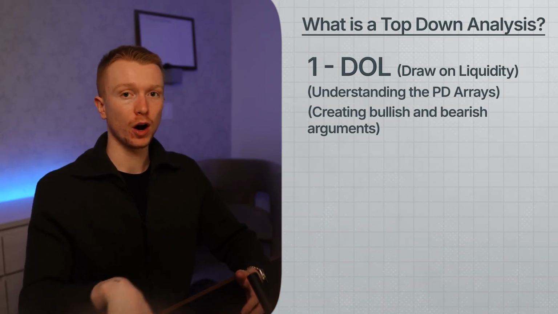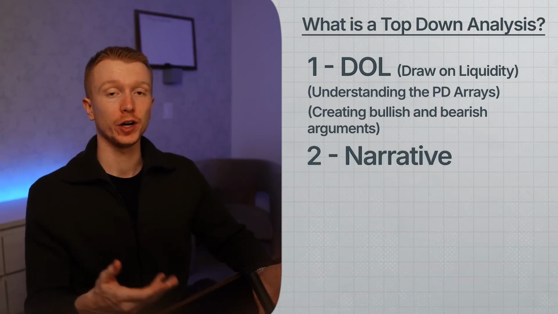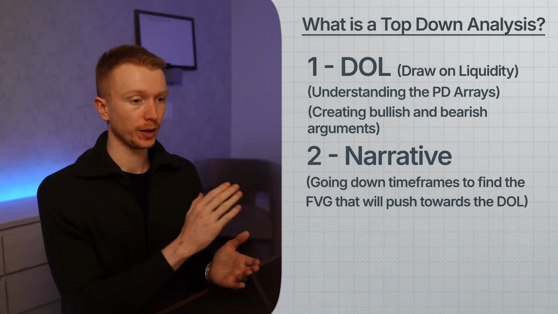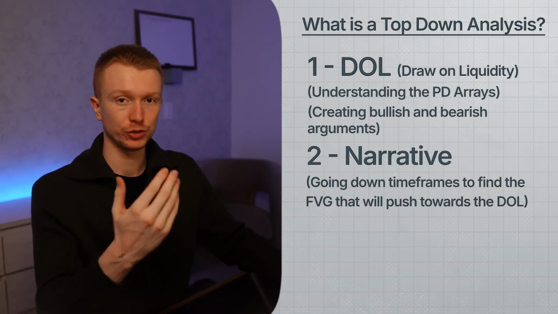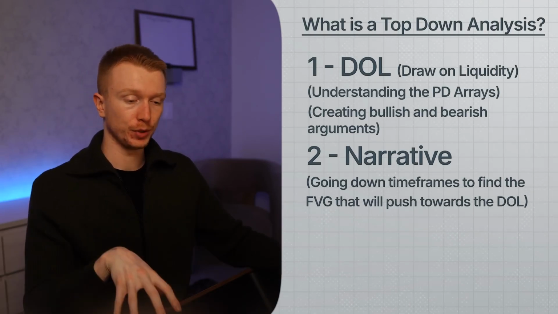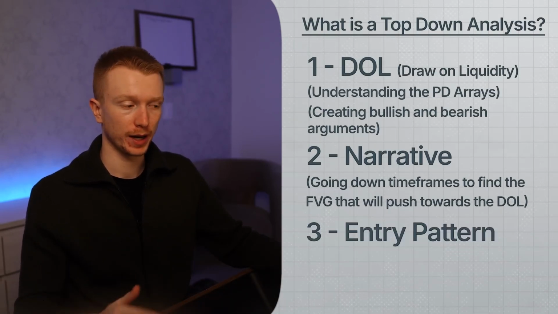Once we find a stronger argument, we move on to now find the narrative. That is where a fair value gap ideally comes in. Once we find a fair value gap, by going down the time frames, which is pushing towards that drawn liquidity, that is exactly the fair value gap where we ideally want to trade off of. Because that PD array is the PD array where we are looking for our entry pattern.